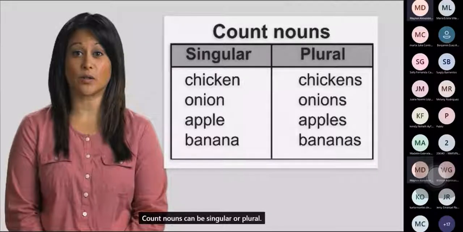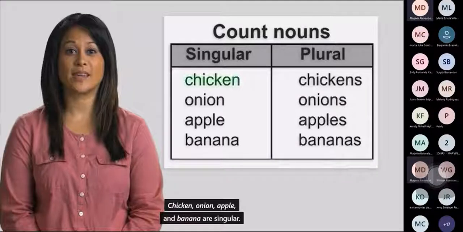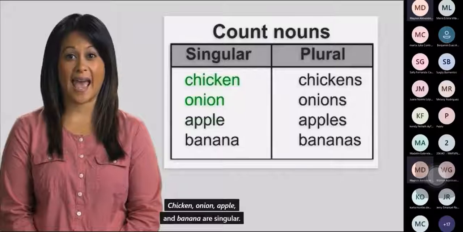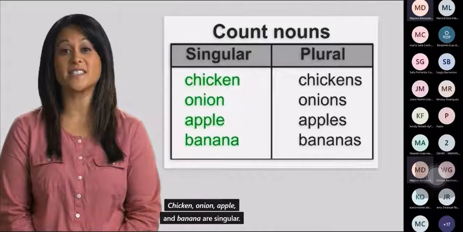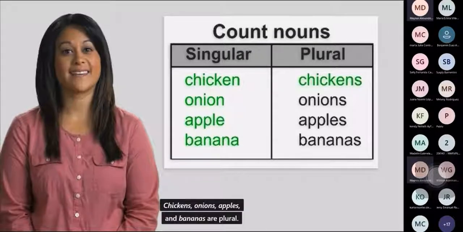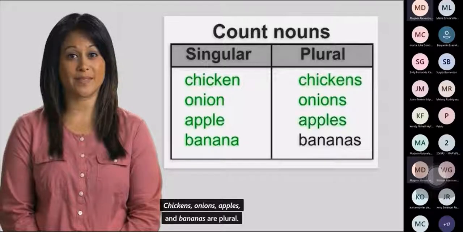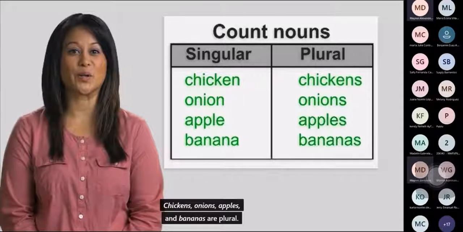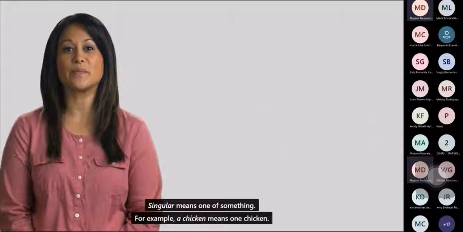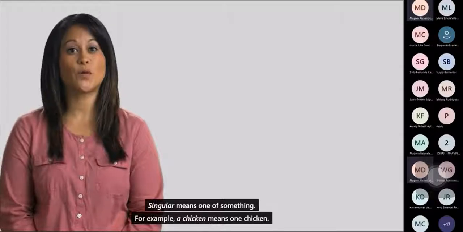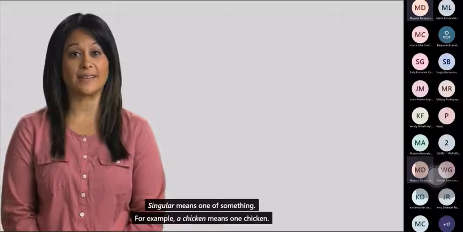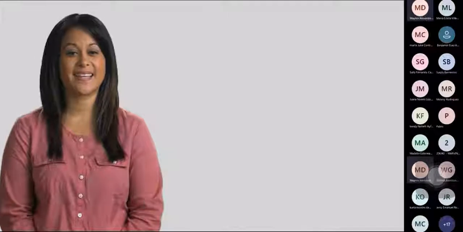Count nouns can be singular or plural. Chicken, onion, apple, and banana are singular. Chickens, onions, apples, and bananas are plural. Singular means one of something. For example, a chicken means one chicken.